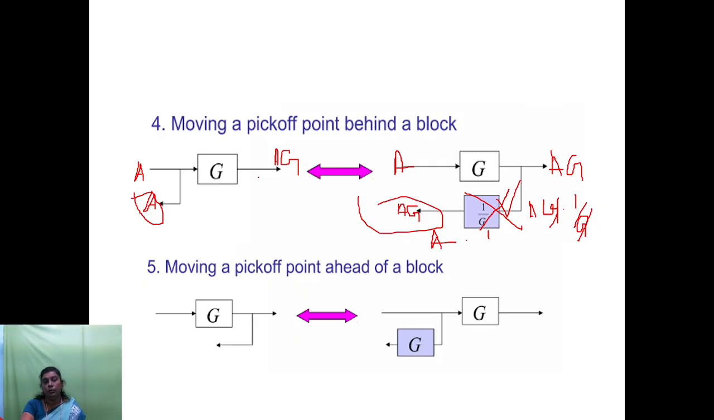So in order to move a pick-off point behind a block, the pick-off point should be multiplied with the inverse gain, that is 1 by G. Similarly, moving a pick-off point ahead of a block. Okay. So in this case, suppose I take this input as A, and here I will get the output as AG, and here also I will get the output as AG.